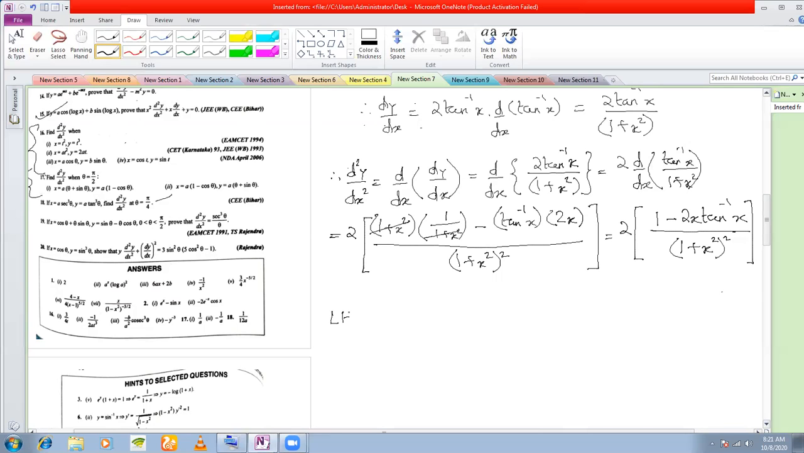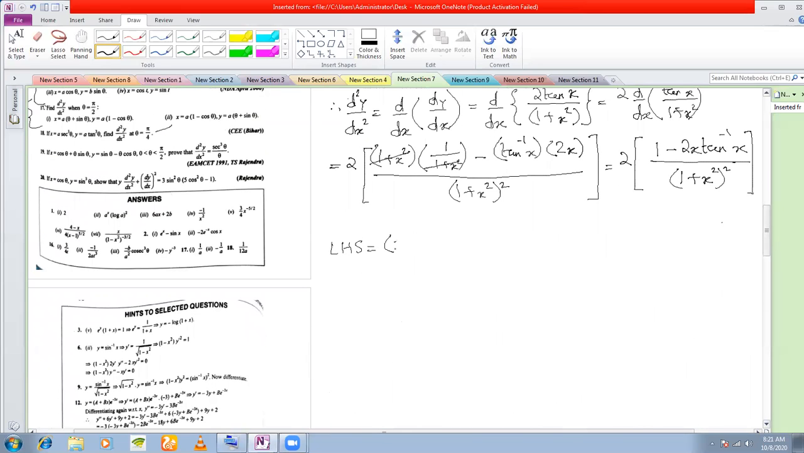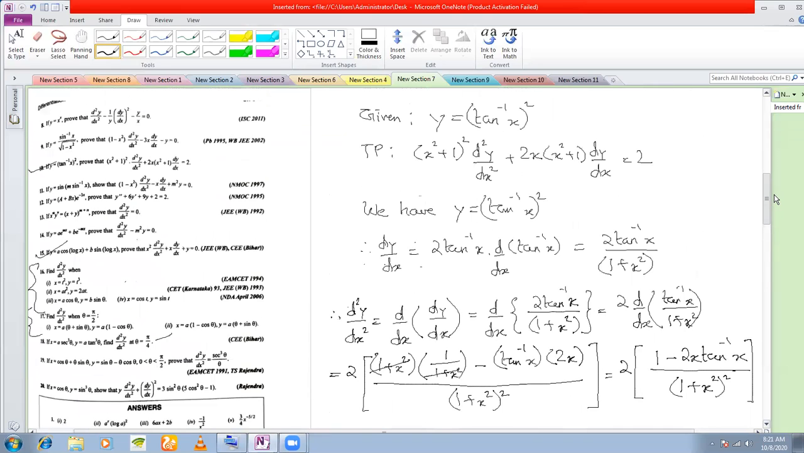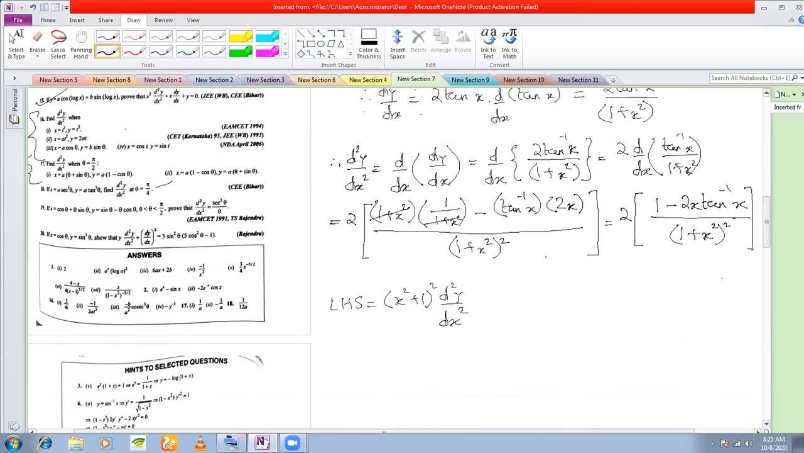Now we shall start working from here because we know dy dx and d2y dx2. We'll put it on the left hand side. LHS. Let's see what is our LHS. X square plus 1 whole square d2y dx2. Next, plus 2x into x square plus 1 dy dx. This is our left hand side, right?